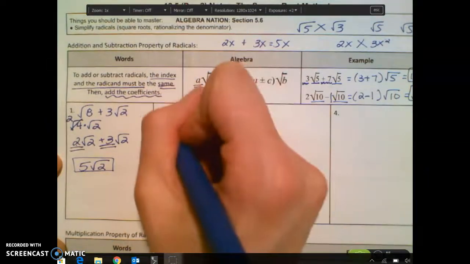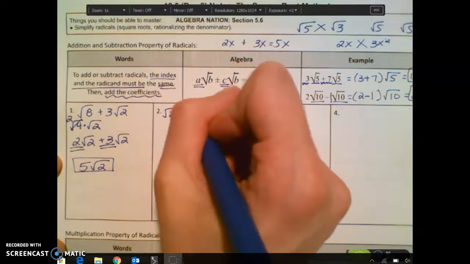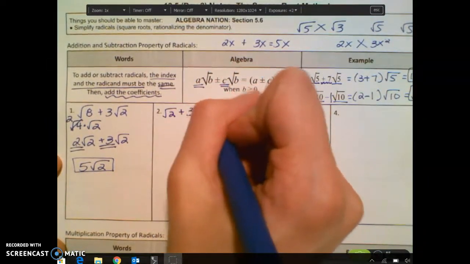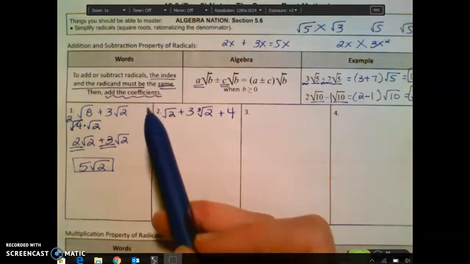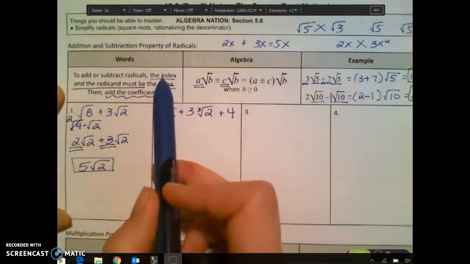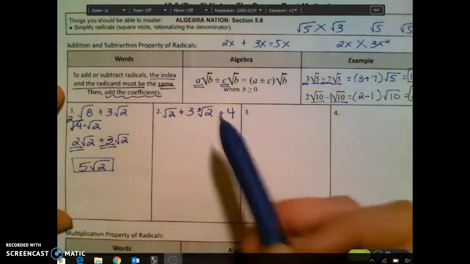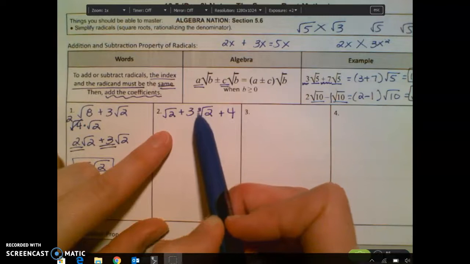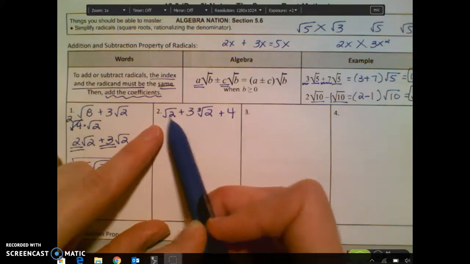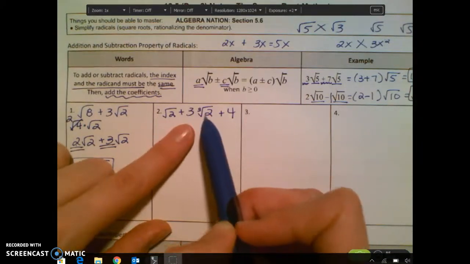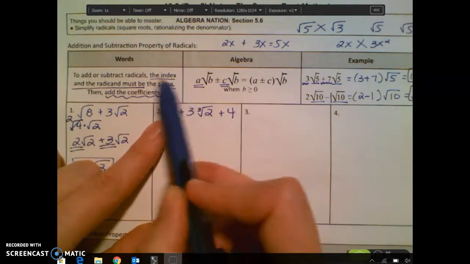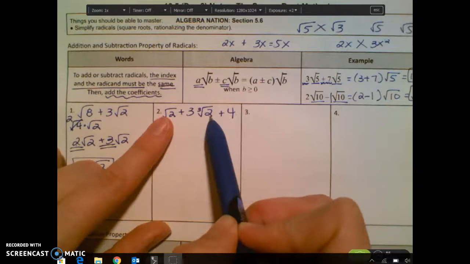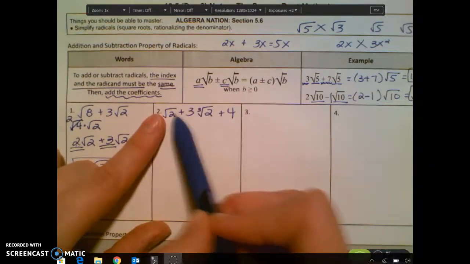Next example, we have the square root 2 plus 3 cube root 2 plus 4. Now what's important about this is that the index also has to be the same. Well, what's the index? Remember, the index is the little number. So we know this is the square root of 2 and this is the cube root of 2. So these are actually not the same index and radicand. They have a 2, but one's square and one's cube. So we can't combine those.